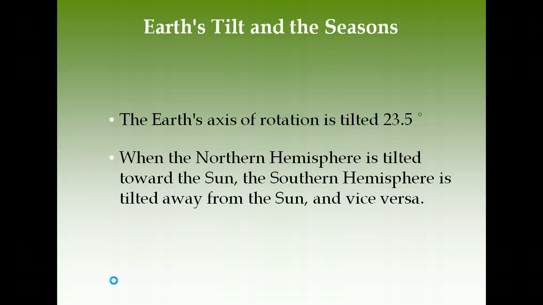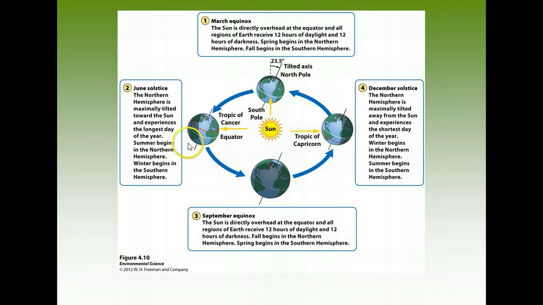Okay, so the seasons. Hopefully by now you know the reason for the seasons is the tilt of the Earth's axis at 23.5 degrees, which is also the latitude of the tropics of Cancer and Capricorn. So when the northern hemisphere is tilted towards the sun, we are experiencing summer. And so that June solstice will come June 20th or 21st. When we are facing away from the sun at the December solstice, December 20th or 21st, we are experiencing winter.